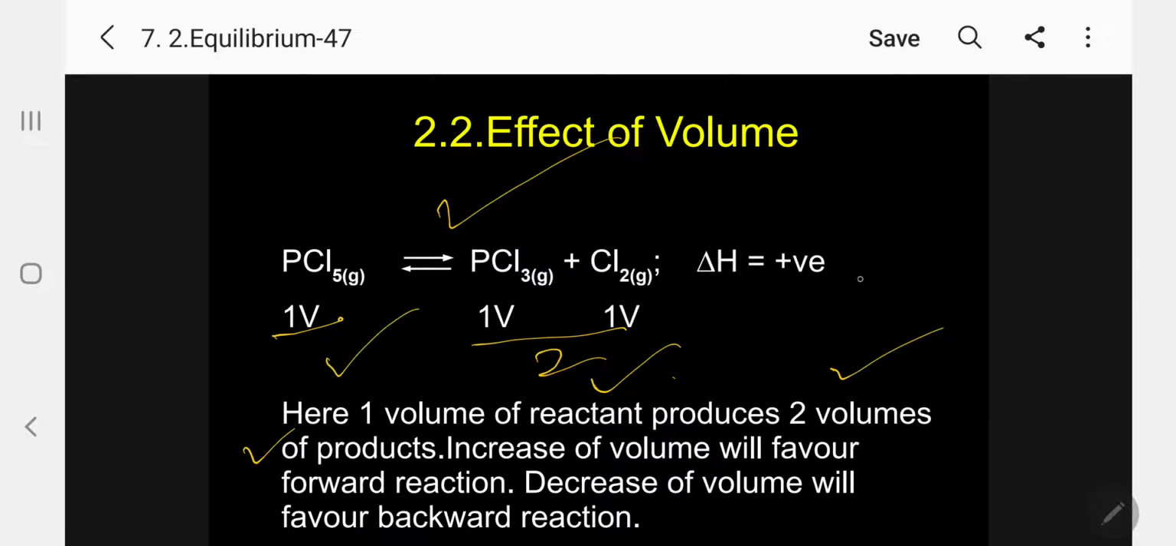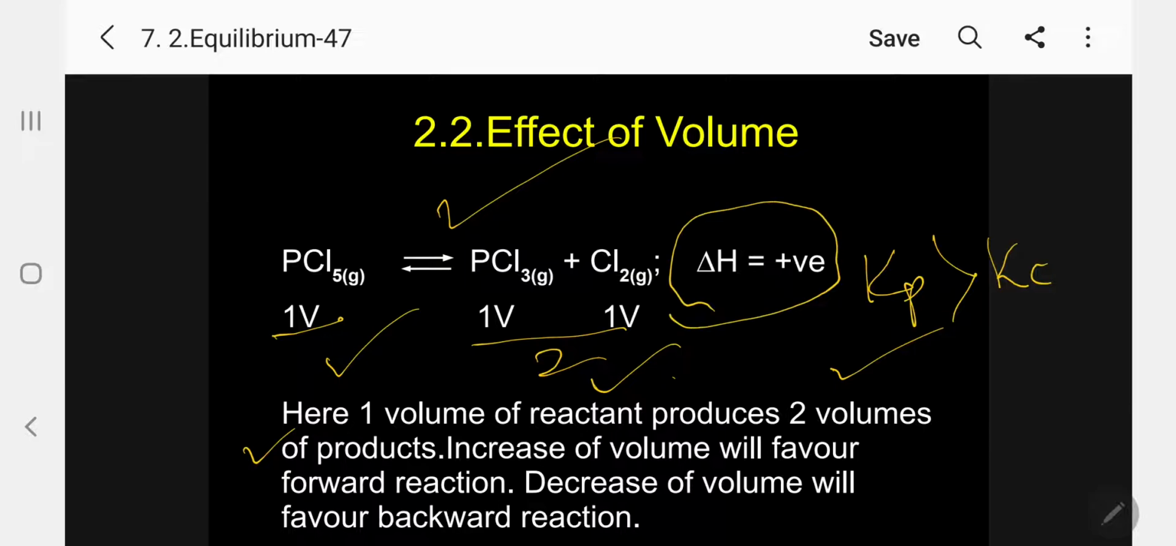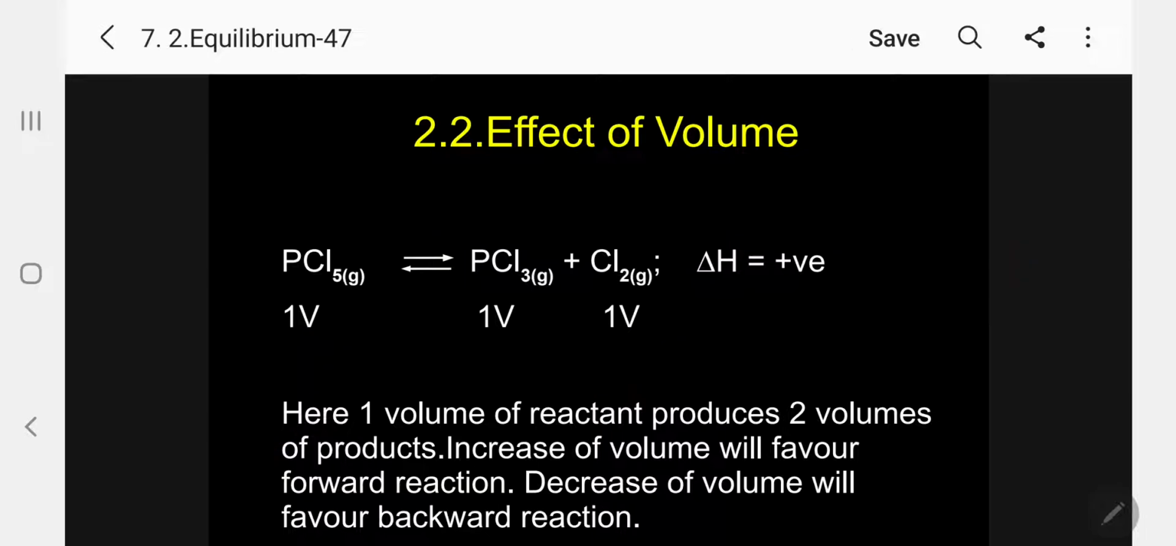Kindly follow. In this case, Kp is greater than Kc. Delta H is positive, so the reaction is endothermic. Please follow, we are heating; we are supplying energy. Endothermic.